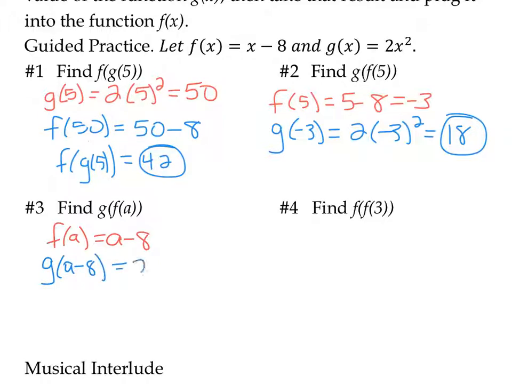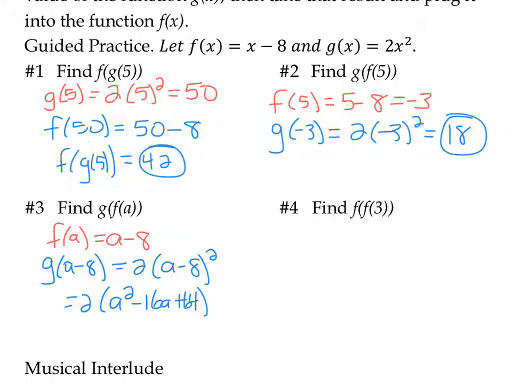So we're going to take 2 times, we're replacing the x with a minus 8. So we replace this x with whatever value we have here, a minus 8. So we're taking a whole polynomial, a minus 8, and putting it in there for x. And we have to square that first. So when we square the a minus 8, that's going to be 2 times, you're going to have to FOIL this, and check and make sure you're foiling that correctly. You should get a squared minus 16a plus 64.